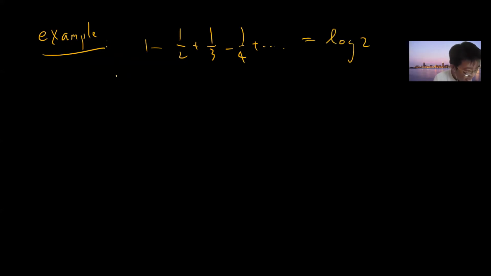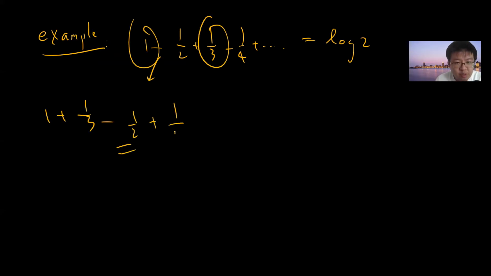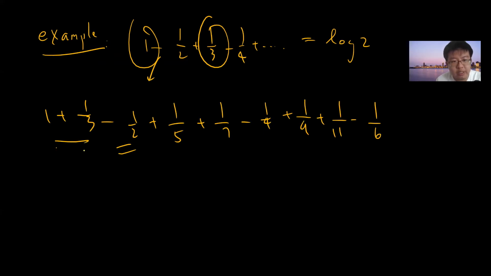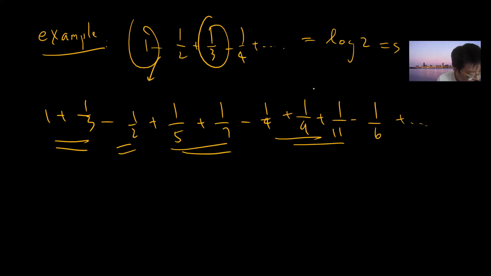Okay, so let's do some rearrangement to make it 1 plus 1 over 3. So I take this guy and then minus 1/2 plus 1 over 5, 1 over 7 minus 1 over 4 plus 1 over 9 plus 1 over 11 minus 1 over 6. Right, so I add two positive terms and then one negative, add two positive, one negative, and keep going. Okay. And let's assume that, maybe let me just define this to be S.